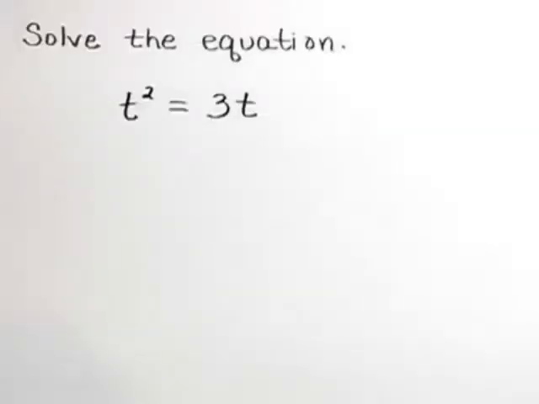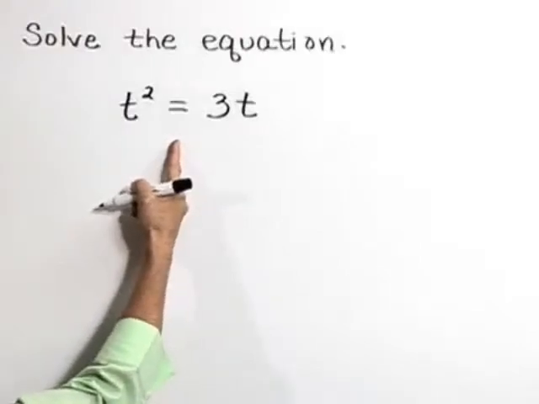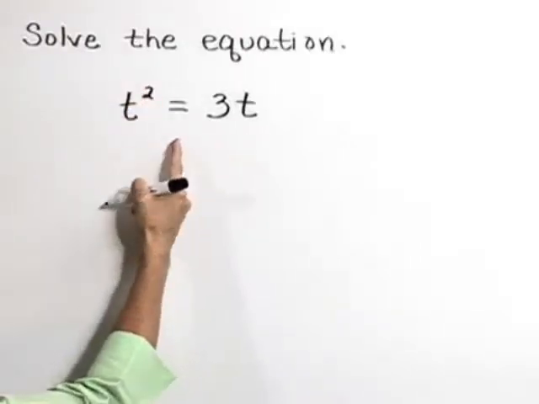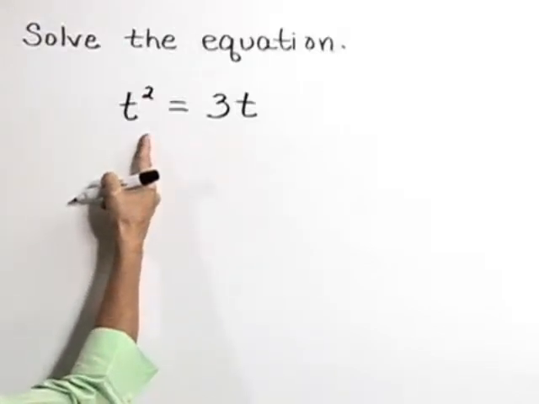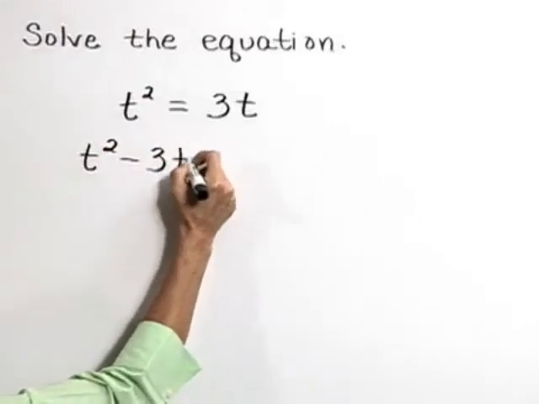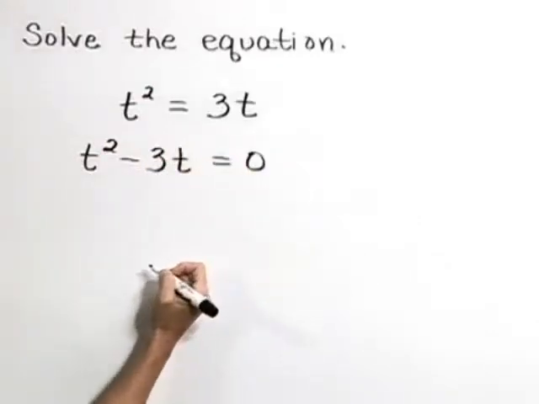Solve the equation t squared is equal to 3t. This is a quadratic equation. We see that because of the 2 in the exponent. Let's go ahead and put it in standard form by subtracting 3t from both sides. So this becomes t squared minus 3t is equal to 0.